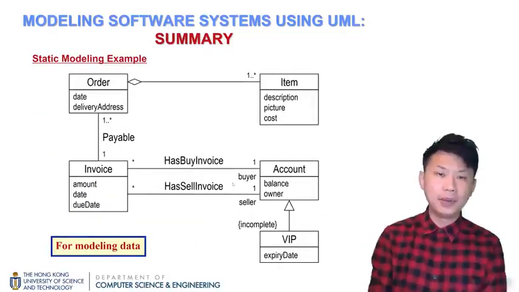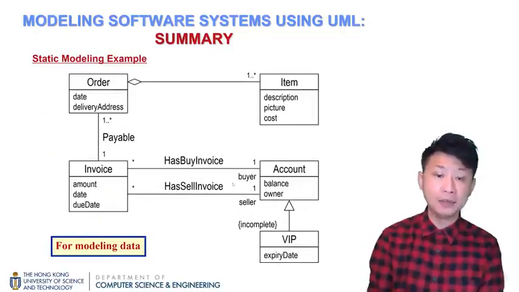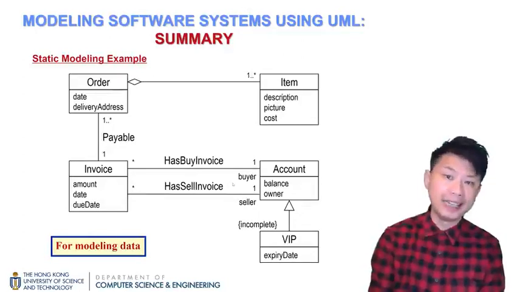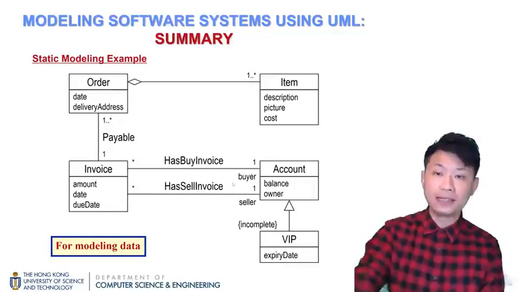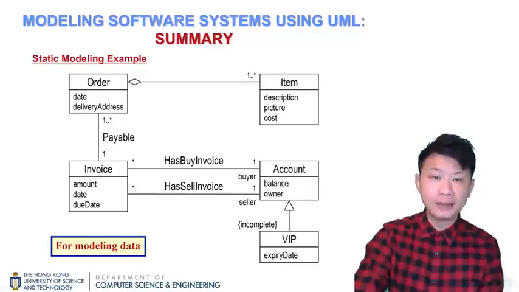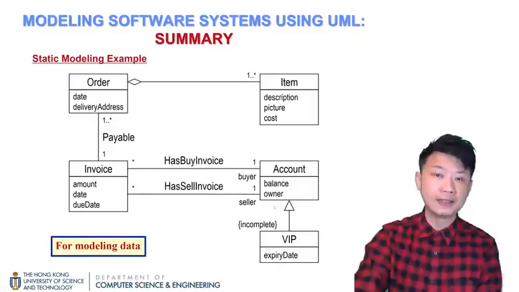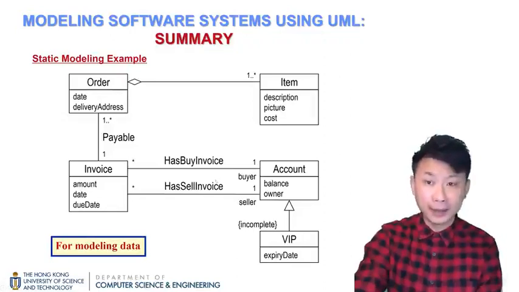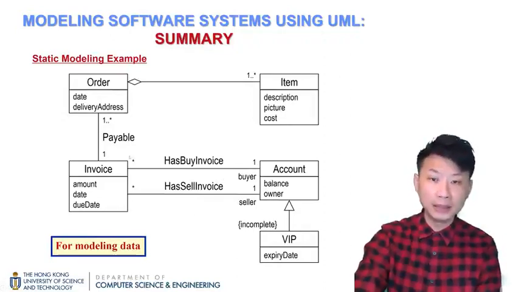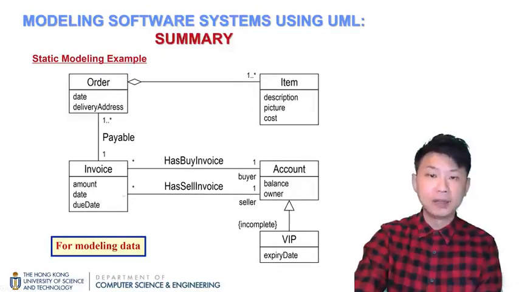And this is an example on how to use a class diagram to model data requirements within an application domain. For example, within the application domain, we have different items, we have different orders, we have invoice, we have accounts, and we have some VIPs, etc. And these are all the things that exist in the application domain. Then we capture all of them in a model, and then we use this model to capture all the data requirements. These are the things that we have to store within the system. Data requirements for an application domain.